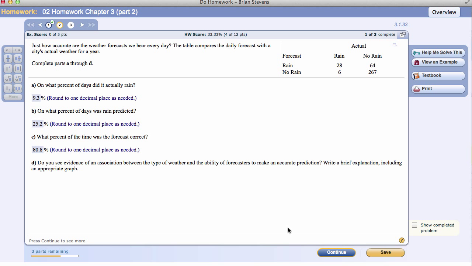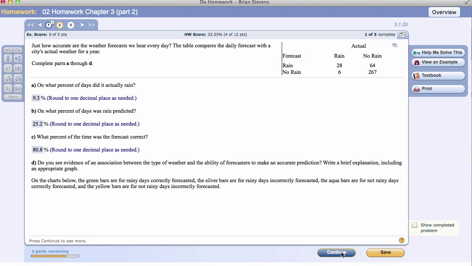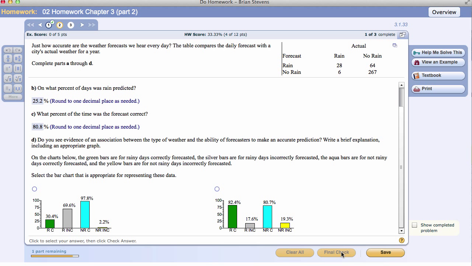Do you see any evidence of an association between their ability to predict the weather being more accurate based on the type of the weather? Don't worry about doing this. You don't need to write that all out. But let's look at this right here. Let's take a look at the graph here on the bottom right. This is the actual one right here.